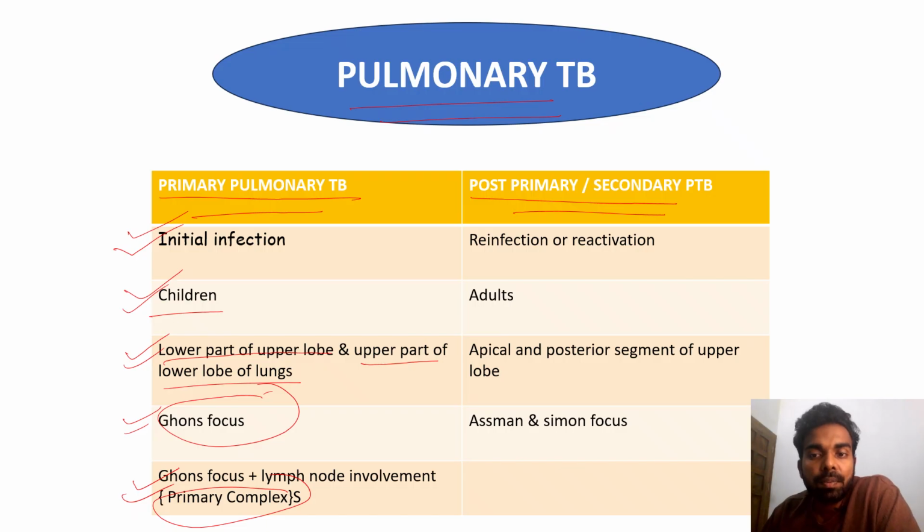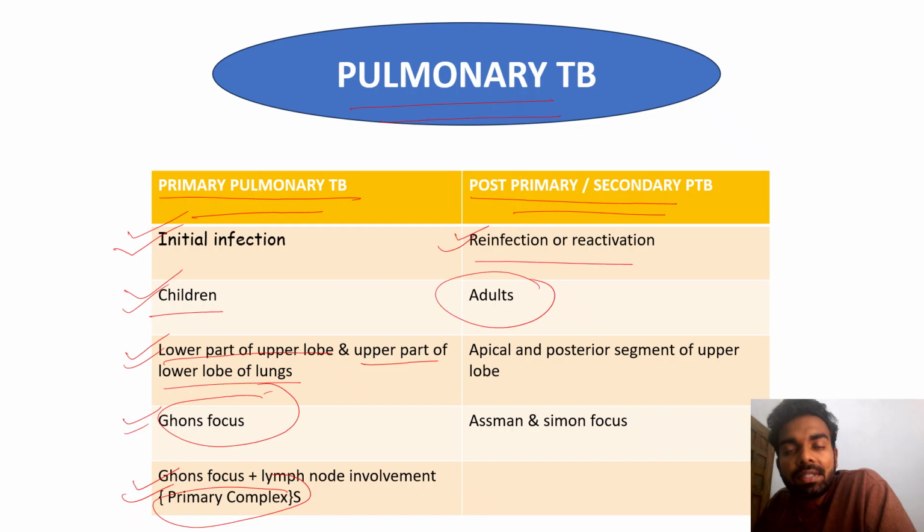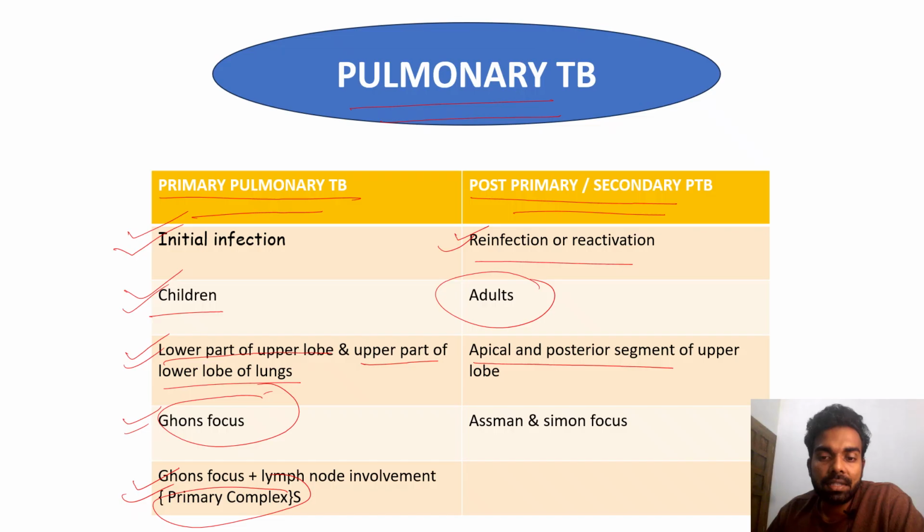About post-primary or secondary TB, it actually denotes a reinfection or a reactivation, which mainly affects adults. There are cases where we see adults getting infected again and again, which comes under the category of post-primary or secondary pulmonary TB, which usually affects the apical and posterior segment of the upper lobe.